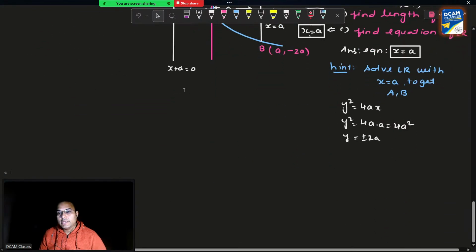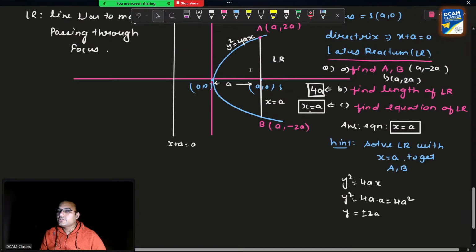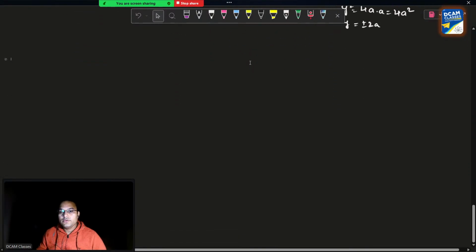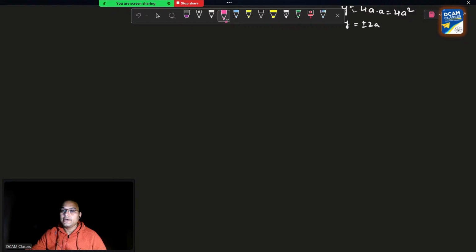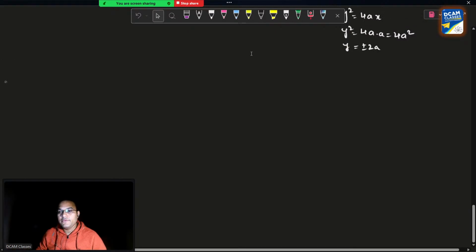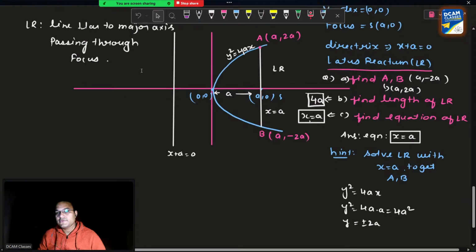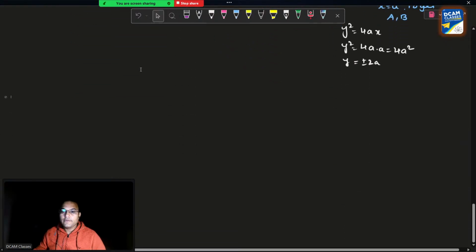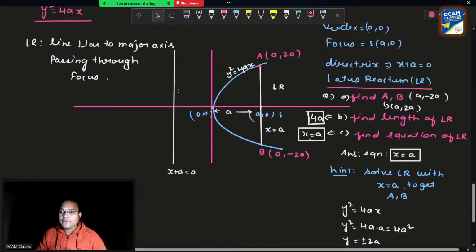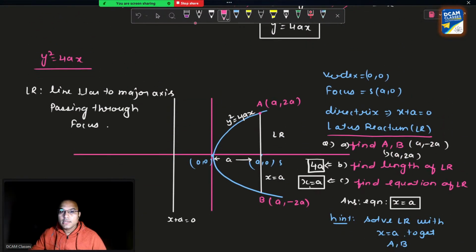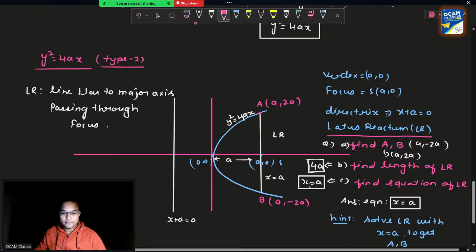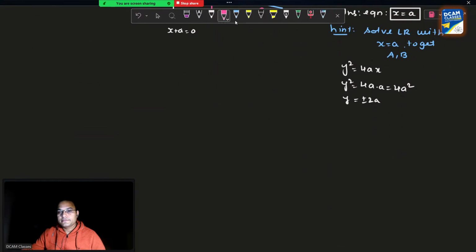Acha, so this was the parabola's equation, and now I'll tell you the situation when the center. See, actually, we have learned the most basic form of parabola, which is y square is equal to 4ax. Actually, there are 4 different kinds of parabola. One type was this one that I have told you. Let's say this is type 1. The type 2 is y square is equal to minus 4ax.